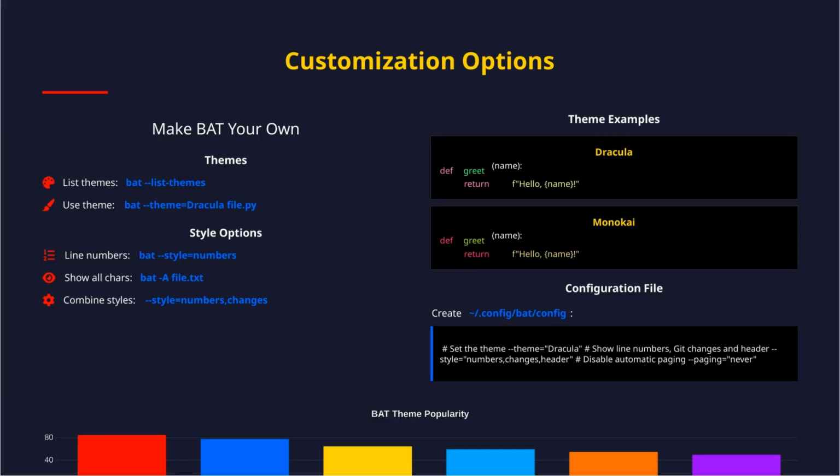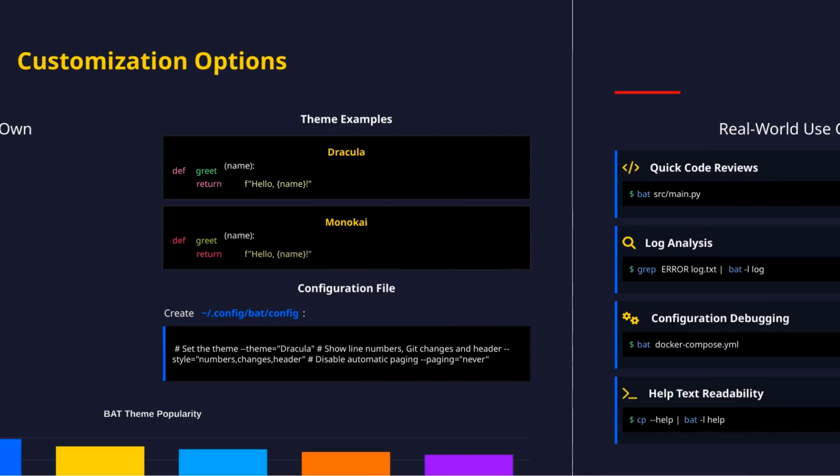Speaking of config files, you can create a config file at ~/.config/bat/config and set all your preferences there. Theme, style options, whether you want line numbers, whatever you prefer.